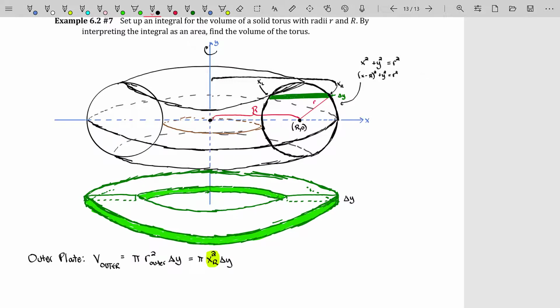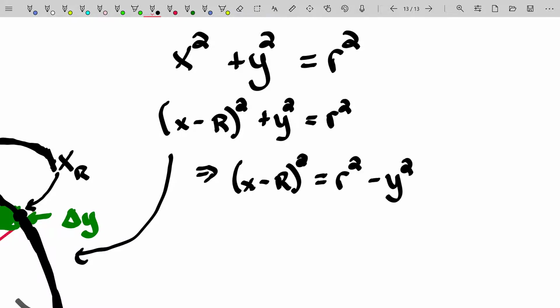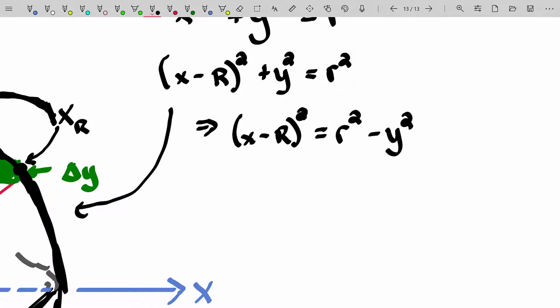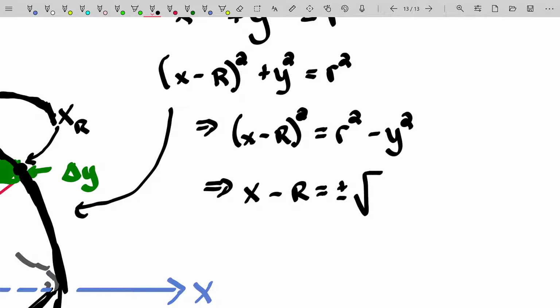So going back to the equation up here, I'm going to go ahead and say this implies that x minus capital R, being squared, is little r squared minus little y squared. And then I'll take the square root of both sides. And when you take the square root of both sides, don't forget, if some number squared is equal to something else, and you take the square root of both sides, you'll get a plus or minus. And I'll again remind you why in just a moment. Let me finish writing this out.